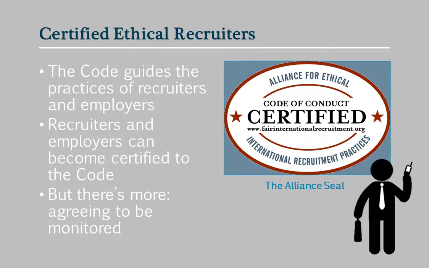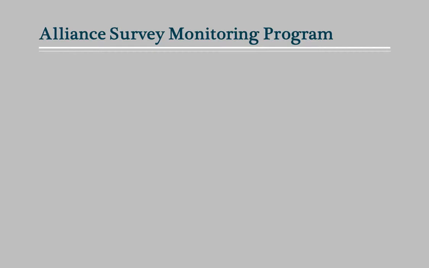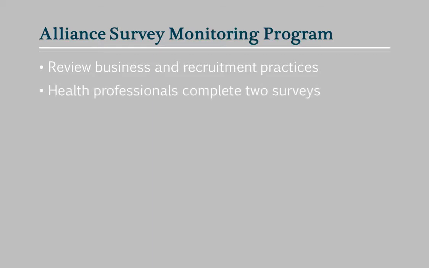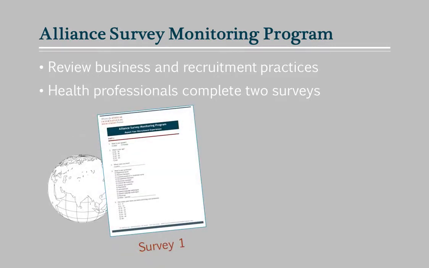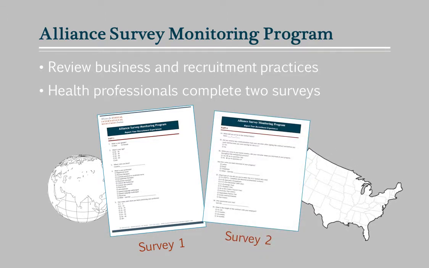This first-of-its-kind monitoring of international recruitment requires certified ethical recruiters to participate in the Alliance Survey Monitoring Program. It works like this. First, the Alliance works with employers and recruiters to review all business and recruitment practices that relate to the Code. Then, we ask the health professionals that they recruit to complete 2 surveys about their experiences. We send the first survey after a professional signs a contract and is still in their home country. The second is sent after she or he begins working in the U.S.